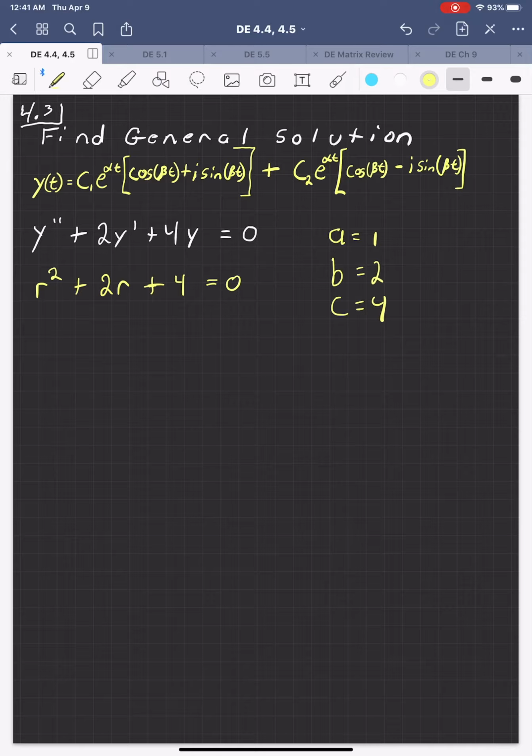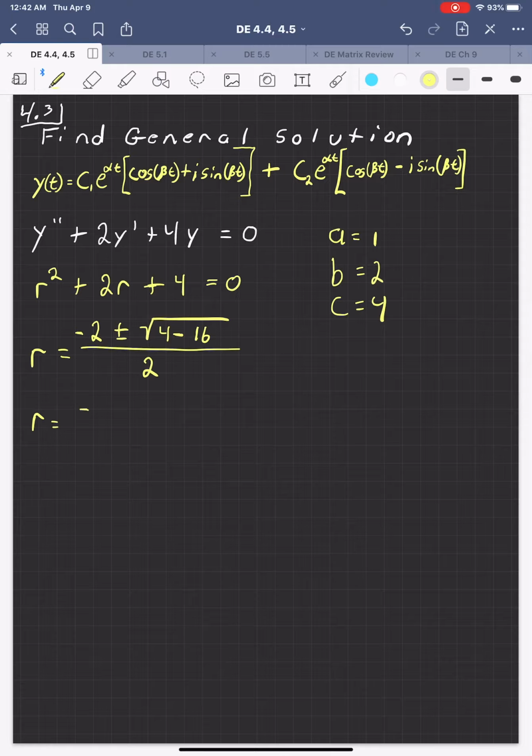So you start off, you try to factor, you realize, okay, this is not factoring, so let me jump to my quadratic formula. In your quadratic formula, we're going to have negative b, so negative 2, plus or minus the square root of b squared, so that's 4, minus 4ac, that's going to be 16, divided by 2 times a, which is going to be 2.